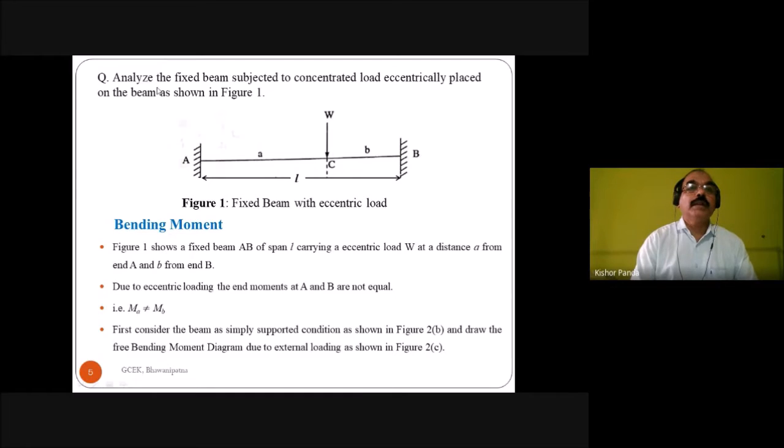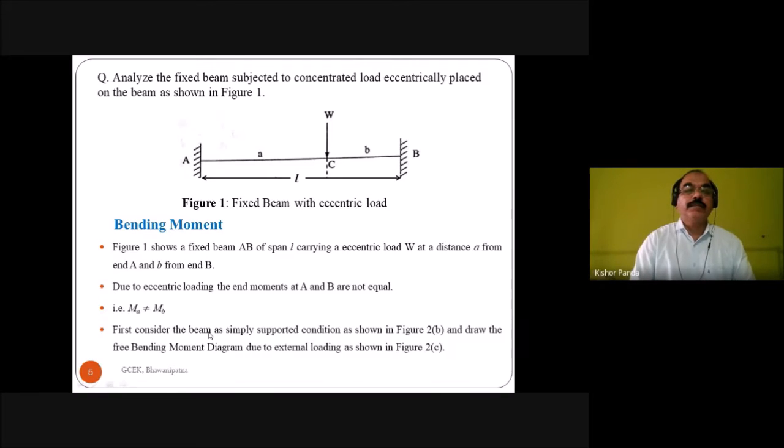So coming to one example, that is how to analyze the fixed beam subjected to concentrated load eccentrically placed on the beam as shown in figure. So this is a fixed beam with the concentrated load present eccentrically, that is at a distance a from the support A and b from the support B, and the length of the beam is L. Then here you see, due to this eccentric loading, the moment at the end A and B is not equal. The moment at A is not equal to moment at B.